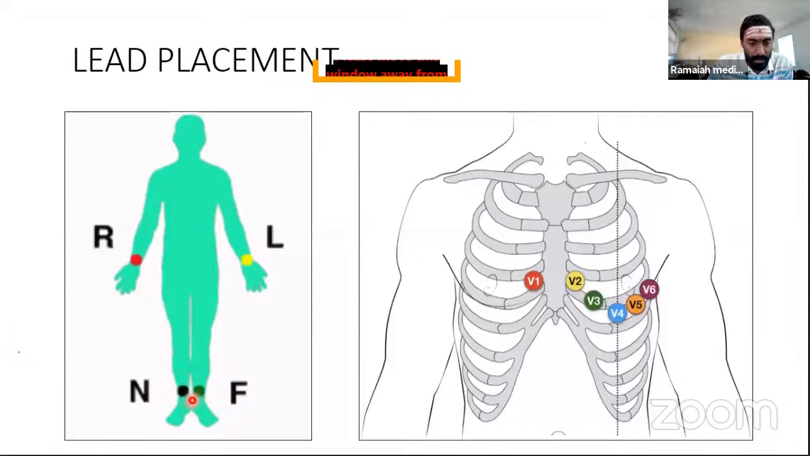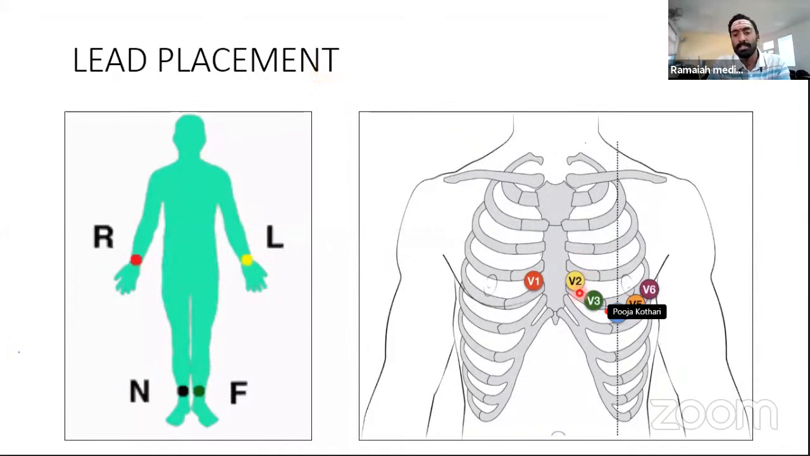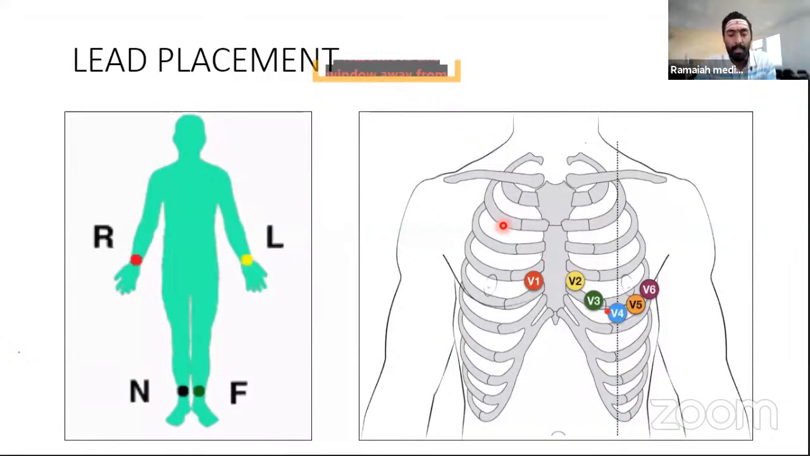So the right foot is the neutral lead, which is black. Left arm is yellow, right arm is red, and left lower limb is green. It will usually be given in the ECG machine. So always make sure that you see that and then connect it. Otherwise, there will be gross mistakes in our interpretation as well. There can be lead misplacements.